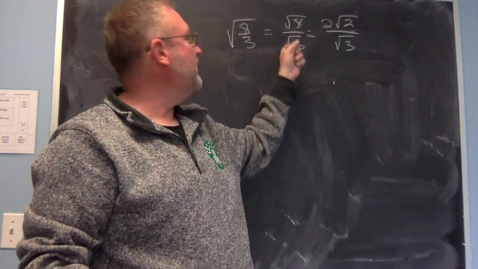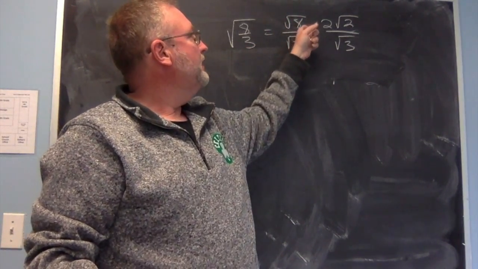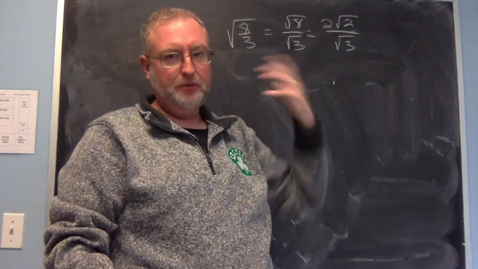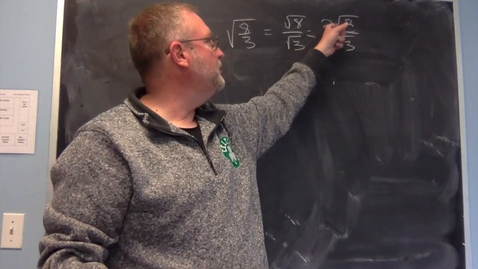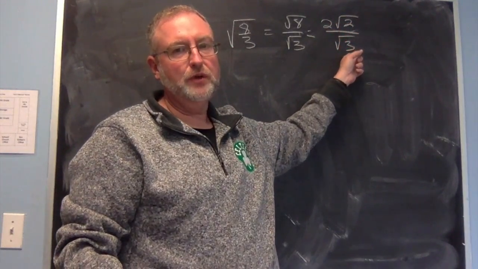It equals the square root of 8 over the square root of 3. We're able to simplify the 8. We look for a perfect square: 4 times 2 is 8. So the square root of 4 is 2, and I have 2 square root of 2 over the square root of 3.